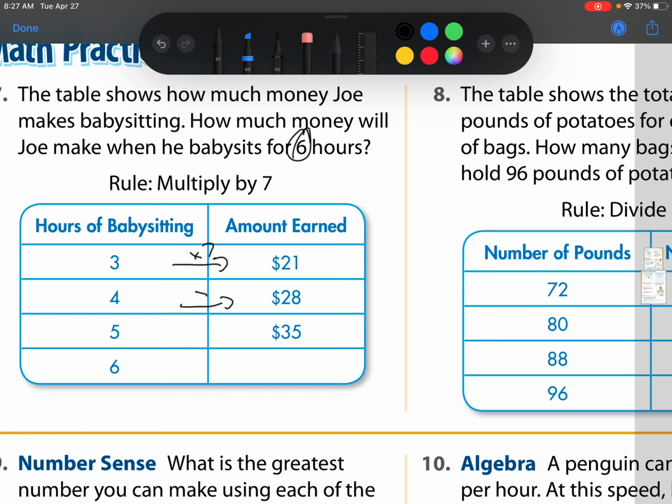Times 7 times 7. So 6 times 7 equals what? 6 times 7 is 42. So he's going to make $42 if he babysits for that long.